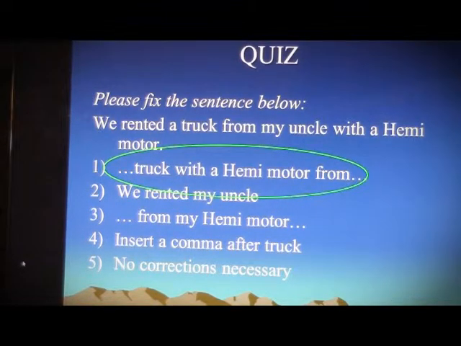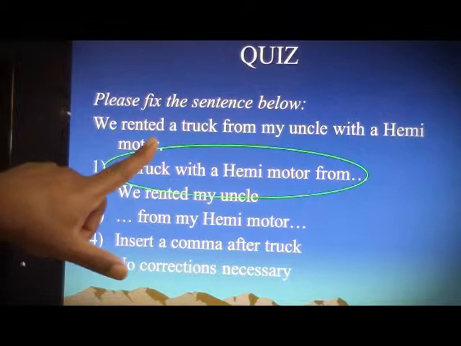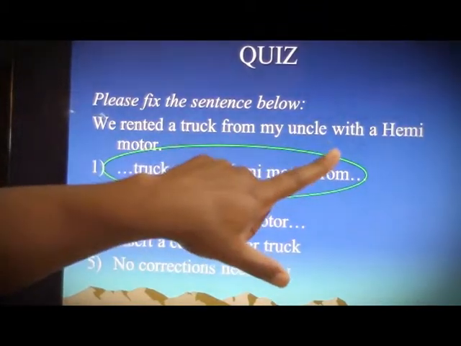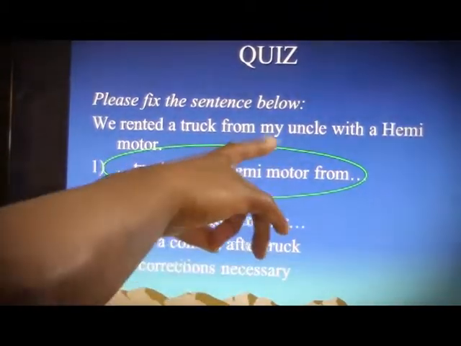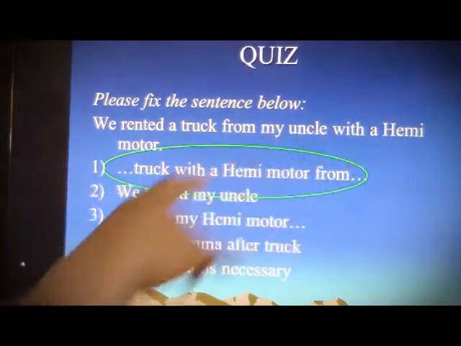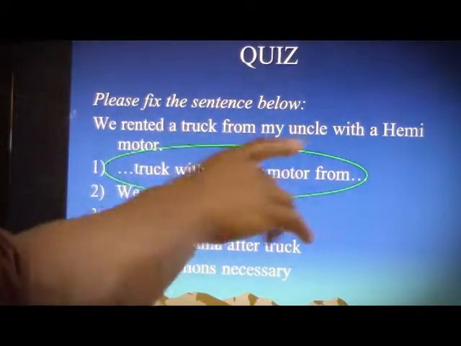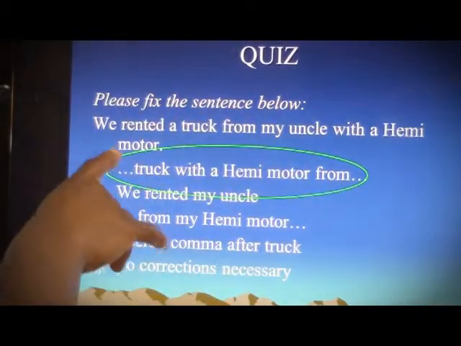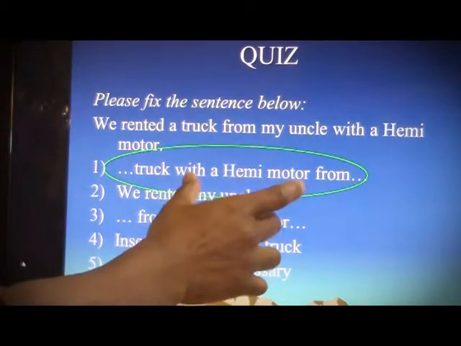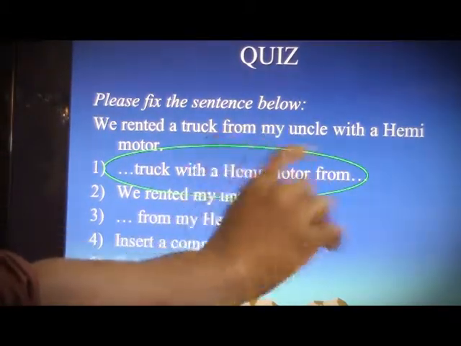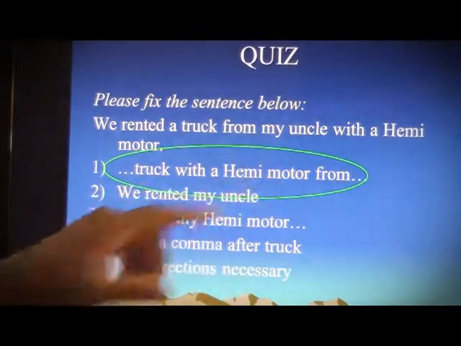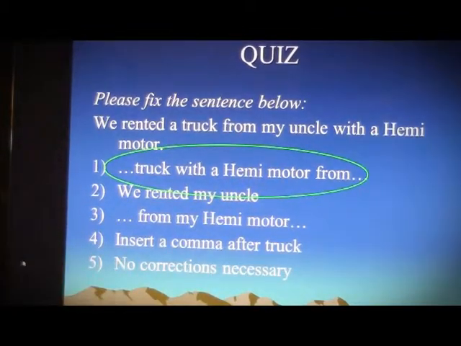Okay, we know the answer there. So let's see what happens. We rented a truck from my uncle with a Hemi motor. Here's the trick. My uncle does not have a Hemi motor. The truck had a Hemi motor. So the correction would be, we rented a truck with a Hemi motor from my uncle. That's the correct answer, and unfortunately, the computer, not me, gave that answer away.